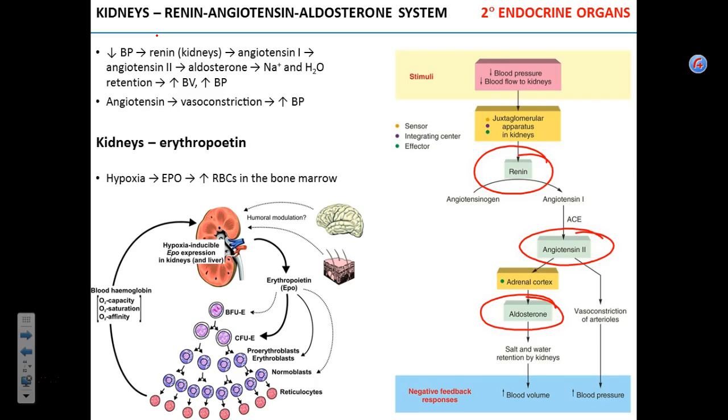So what you need to know: low blood pressure, renin. I will merge angiotensin 1 and 2 into angiotensin, okay, aldosterone, and then all the effects of aldosterone that we discussed. We clear?